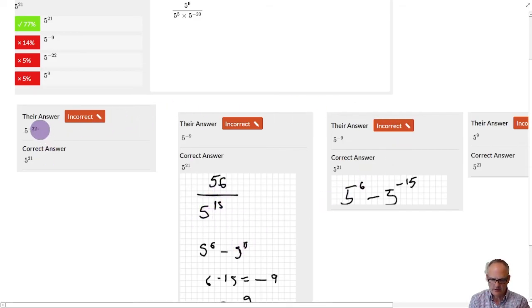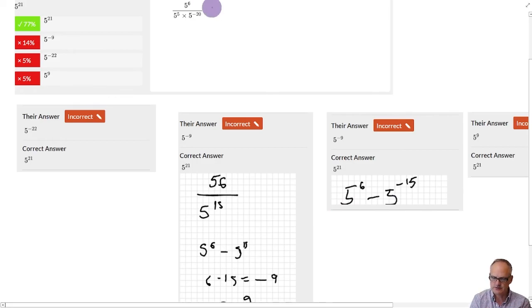Okay, now going to 5 to the minus 22 is their answer. What they've done there, I really don't know. I can't see where they've gone wrong, and you can see the importance of writing out working. It can help the teacher work out what you get wrong. 5 to the 9, they've obviously got 5 to the minus 15, done 6 minus 15 and got 9. Just lost a minus sign. Again, so lots of different types of mistakes.